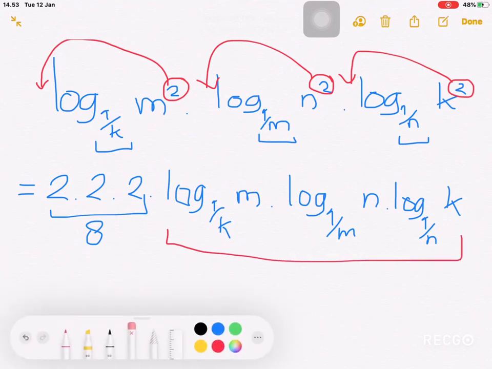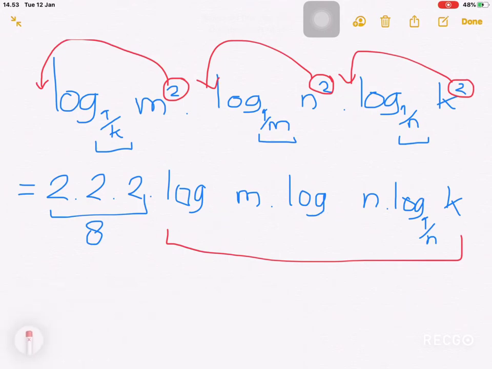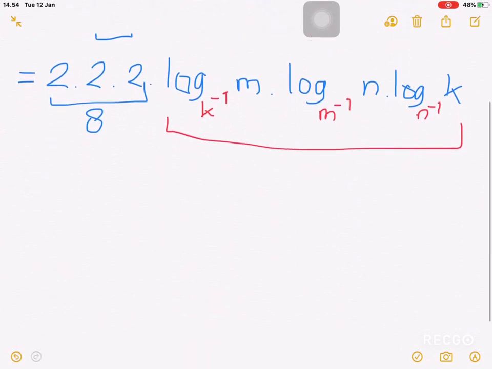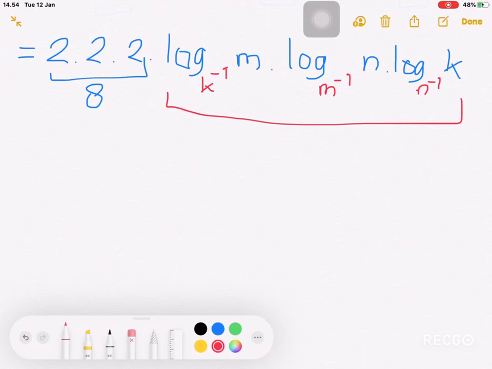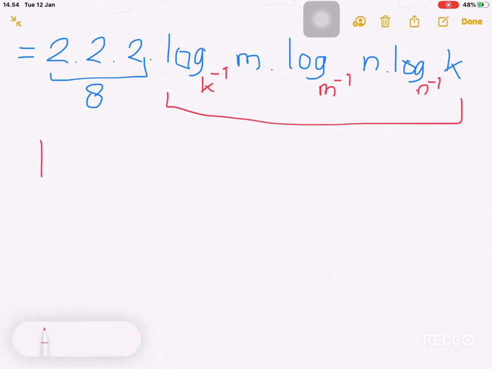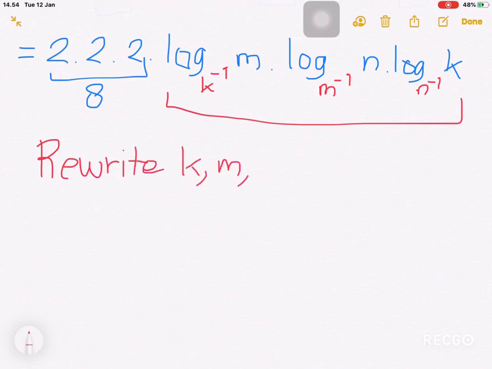However, we can just simplify the bases into negative exponents. So first we have 1 over k, which is the same as k to the negative 1 power. We have m to the negative 1 and n to the negative 1. There we go. And we can make some assumptions by rewriting k, m, and n as follows.